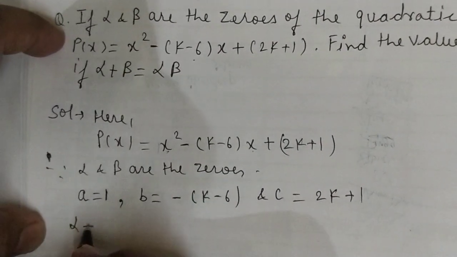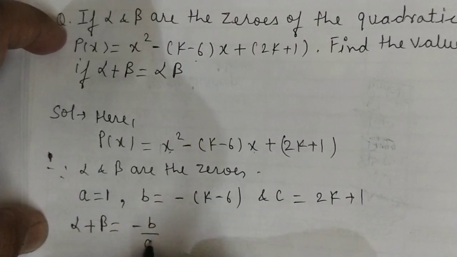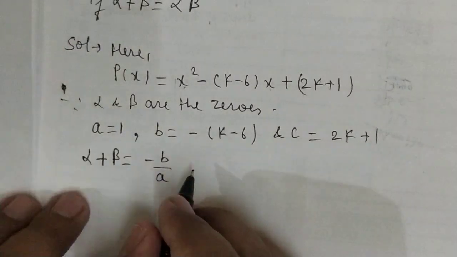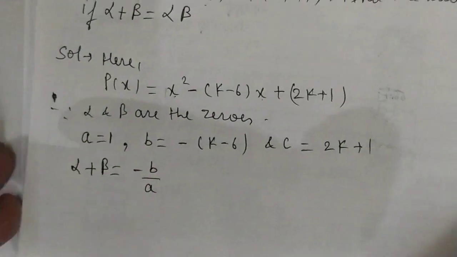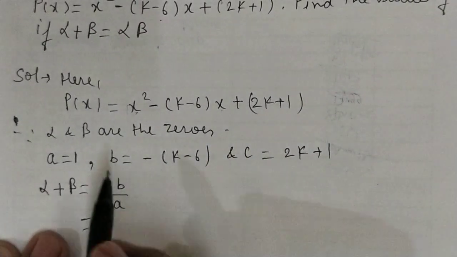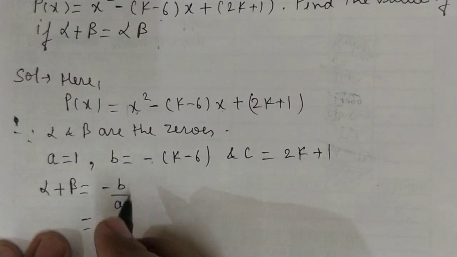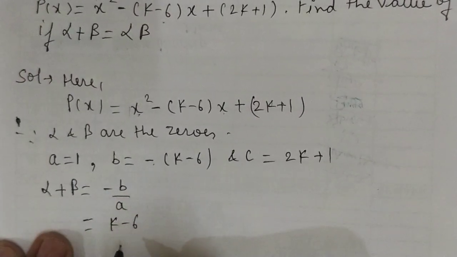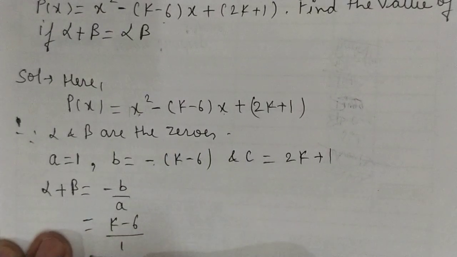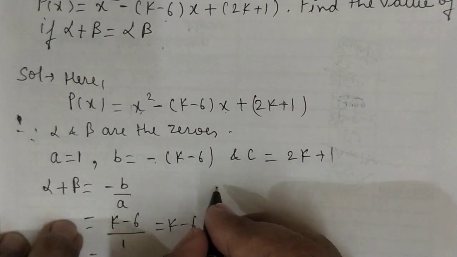Now alpha plus beta is minus b by a. Alpha plus beta is minus b upon a. This is the value of alpha plus beta. So see here, what is b? Minus k minus 6. So this minus minus becomes positive. So directly I am writing k minus 6 here. And the value of a is 1. So it is k minus 6. It is clear?